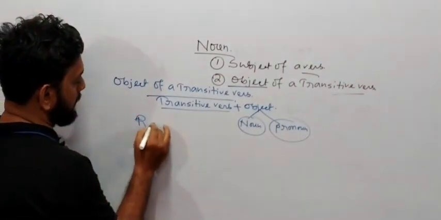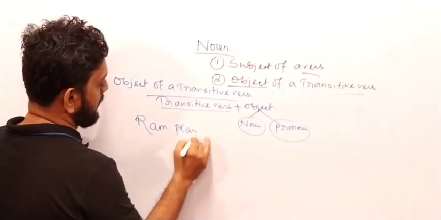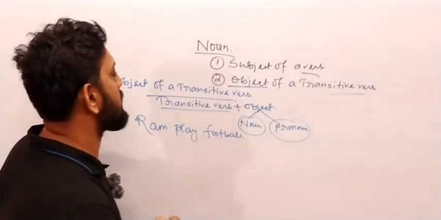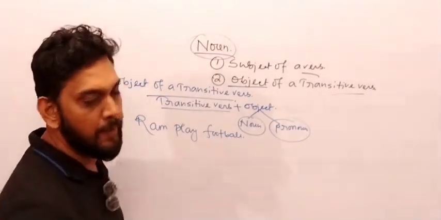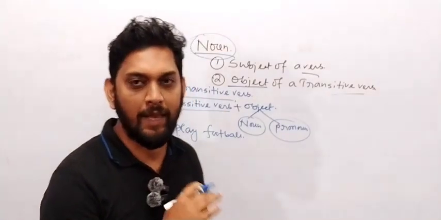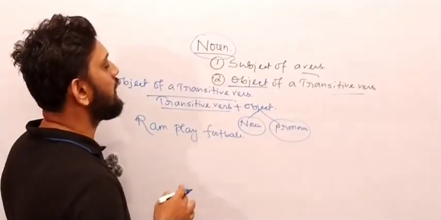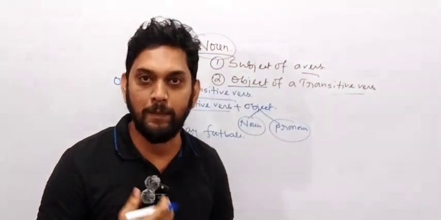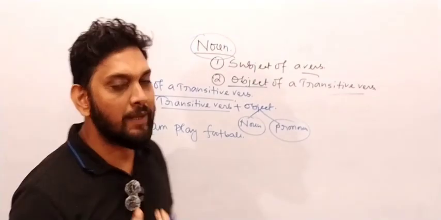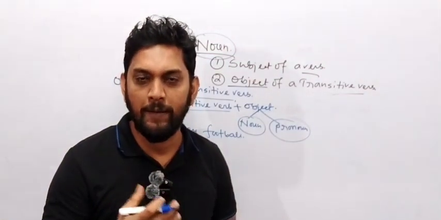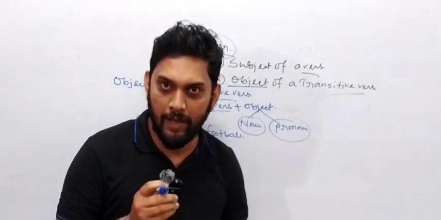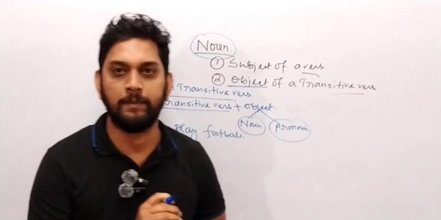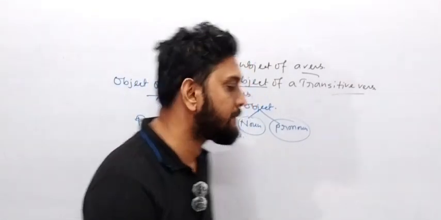Let me write: Ram plays football. Last day I also discussed what a noun is. A noun is a naming word, the name of a person, thing, object or place, any name. I also told you a noun can be a word, a phrase, or a clause. A phrase is a group of words which do not have a subject and verb. A clause is a group of words which have a subject and verb. Both things have already been defined by me.